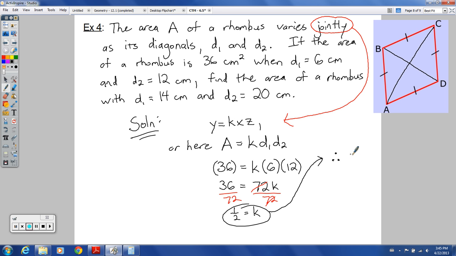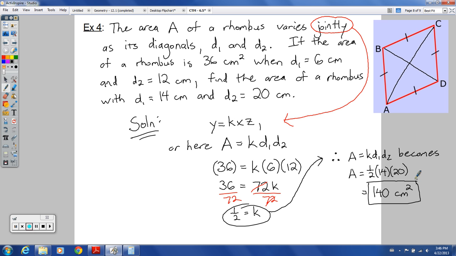So that means that A equals k times D1 times D2 becomes, for the other information we have, the area, which we don't know, would equal 1/2 times D1 is 14 times D2 is 20. Here we take half of 14, that's 7, and 7 times 20 is 140. So I have 140 centimeters squared for the area of the second rhombus right there. I'll write that down there for the second rhombus.